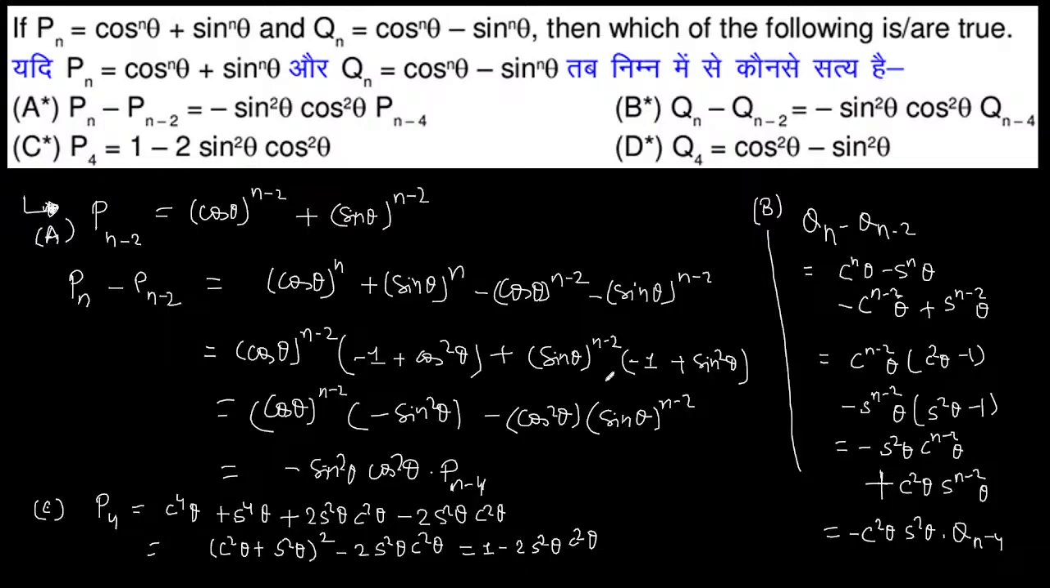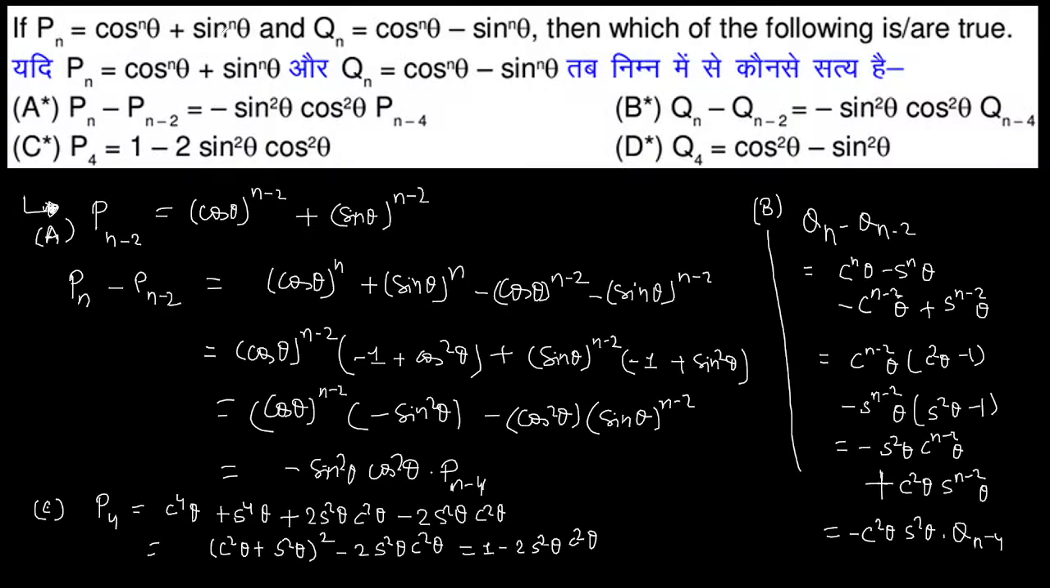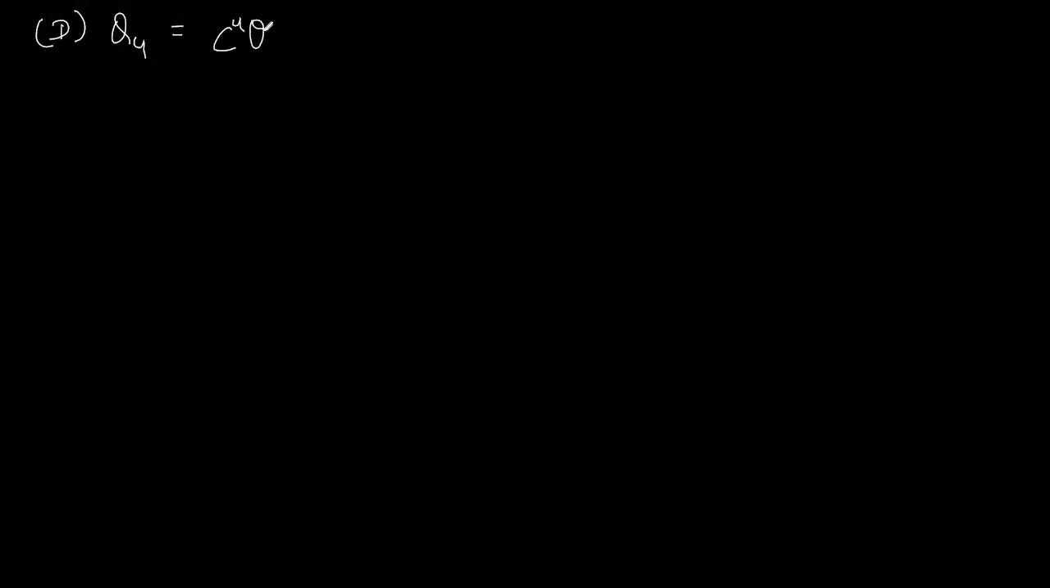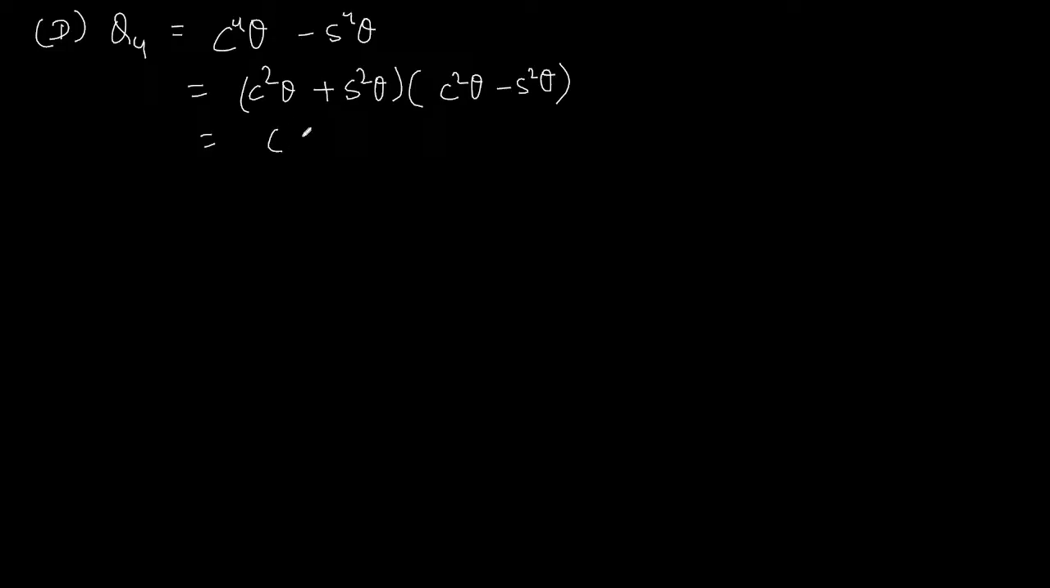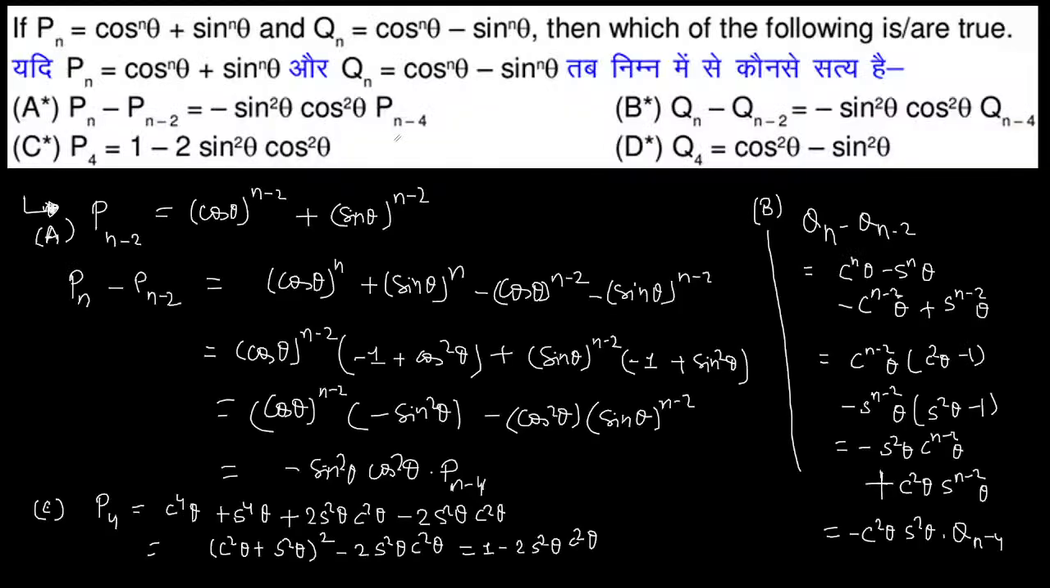Now we are going with option D. Option D is Q4, which is cos 4 theta minus sin 4 theta. We can simply say that it is nothing but cos square theta plus sin square theta into cos square theta minus sin square theta. This is 1 and this is cos square theta minus sin square theta. Yes, so option D is also correct.